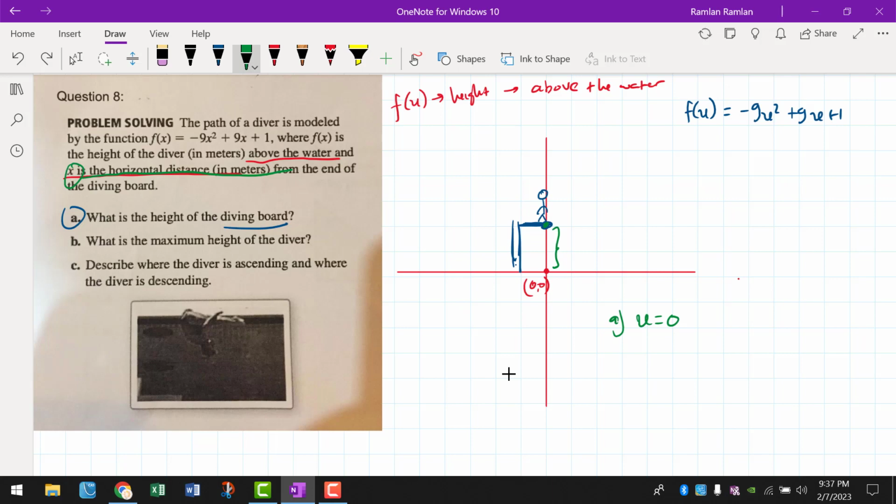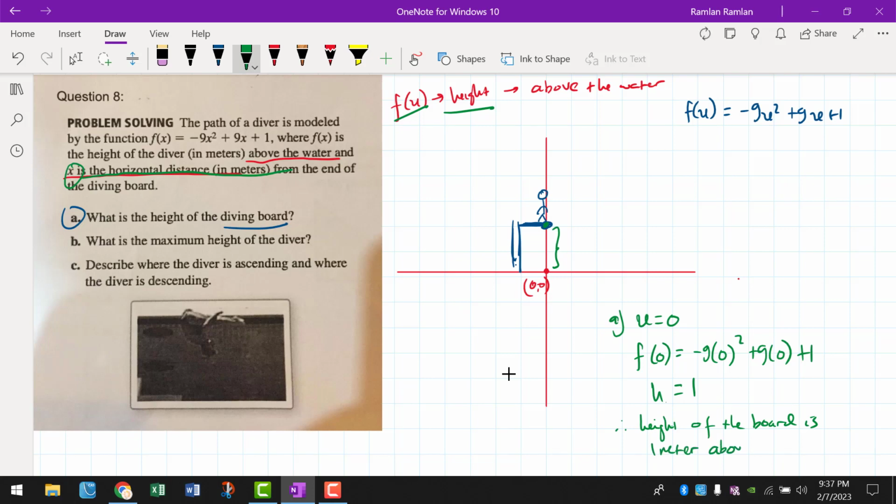So if the horizontal distance is equal to 0, you can find the height, because f of x is the height. So you can just plug 0 into this equation here. That will be f of 0 equals minus 9 times 0 squared, plus 9 times 0, plus 1, and that will be just equal to 1. So we can conclude that the height of the board is 1 meter above the water level, right? So this is going to be 1 meter over here. Okay, that's question A.